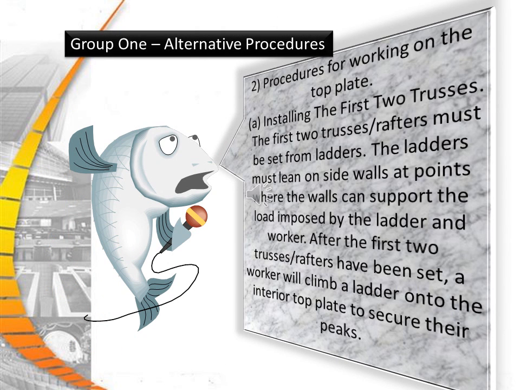Remember the procedures for working on the top plate. The first two trusses and rafters must be set from ladders. The ladders must lean on side walls at points where the walls can support the load imposed by the ladder and the worker. After the first two trusses have been set, a worker will climb a ladder onto the interior of the top plate and secure their peaks.